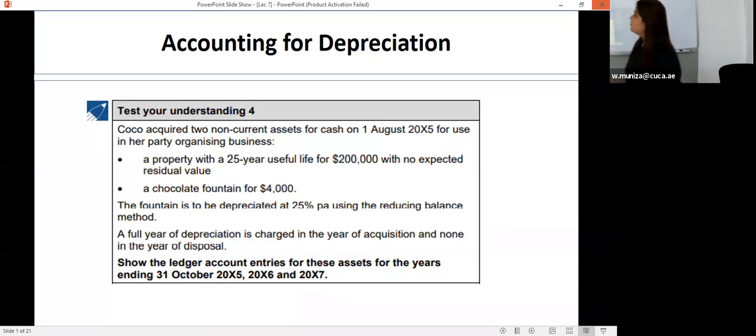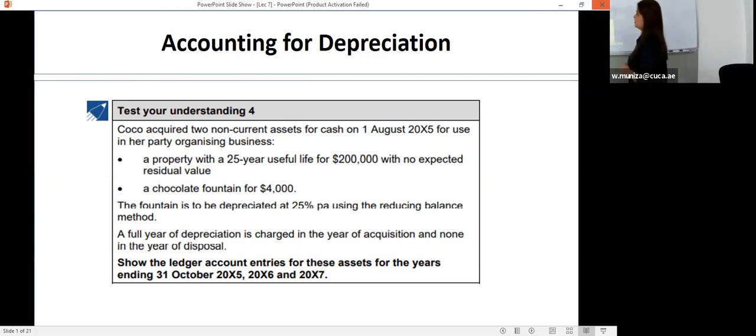Coco acquired 2 non-current assets for cash on 1st August 2005 for use in her party organizing business. A property with a 25 years useful life for $200,000 with no expected residual value. A chocolate fountain for $4,000. The fountain is to be depreciated at 25% per annum using the reducing balance method. A full year depreciation is charged in the year of acquisition and none in the year of disposal.